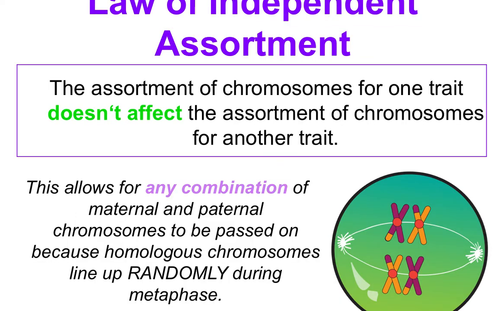The law of independent assortment: the chromosomes for one trait don't affect the assortment of the chromosomes for another trait. So this allows for really any combination of the maternal and paternal chromosomes to be passed on. These homologous chromosomes line up, and during metaphase, remember, they can cross over and exchange little pieces of DNA. So really, we can randomize all of our traits through meiosis and the law of independent assortment.